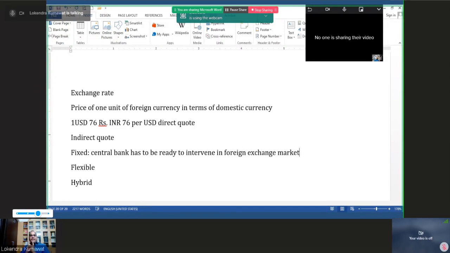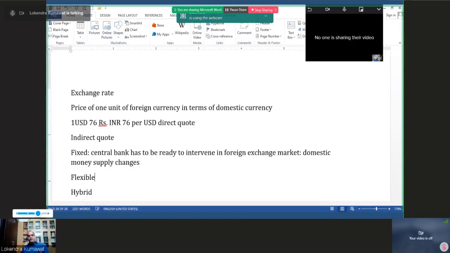One important macroeconomic consequence of this is that when the Reserve Bank is buying dollars from the market, it is in turn giving Indian rupees. And when it is selling dollars, it is buying Indian rupees. So in that case, the domestic money supply changes in response to such interventions in the market.